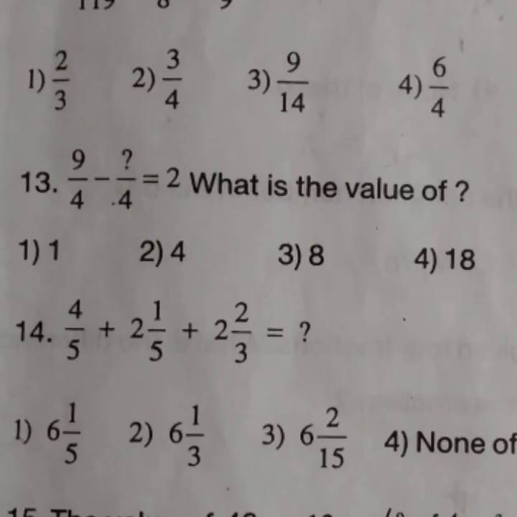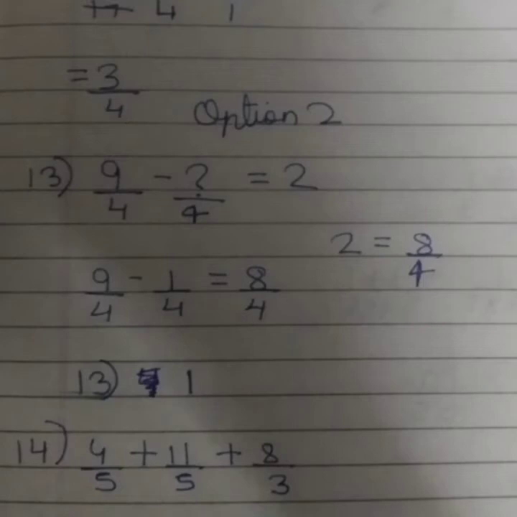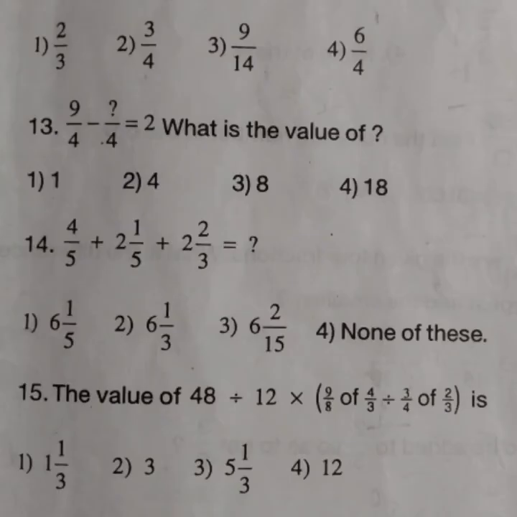Now our 13th question, 9 by 4 minus question mark by 4 equal to 2. Now here we have the same denominators, but in the answer we have denominator as 1. We don't have denominator 4. So we'll convert that denominator 1 into denominator 4. So 2 will be 8 by 4. So our other equation will be formed as 9 by 4 minus question mark by 4 equal to 8 by 4. So easily we can know the answer is 1. The correct answer for the 13th question is option 1, which is 1.